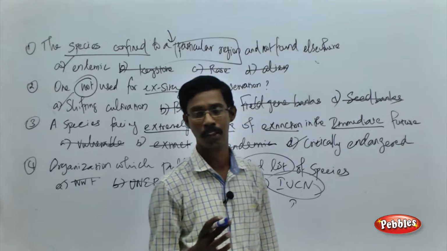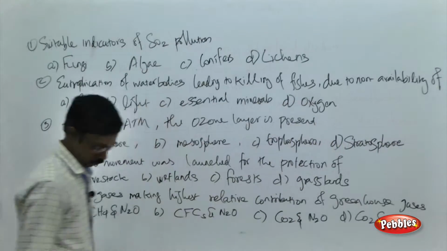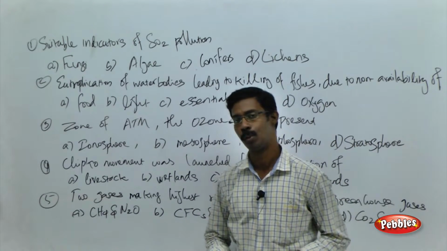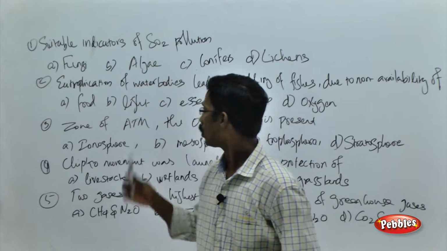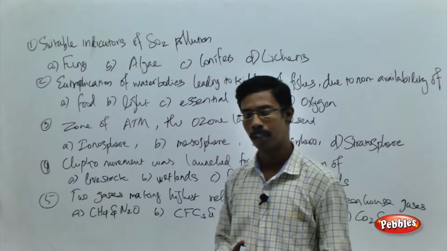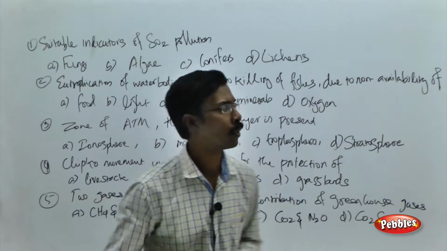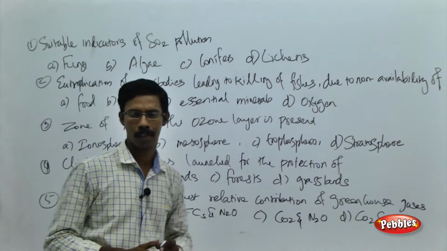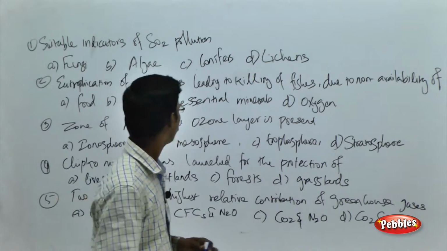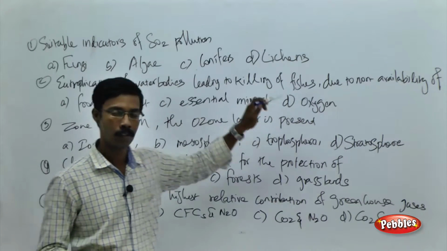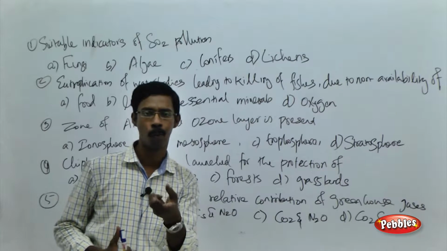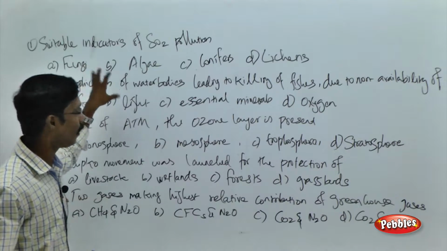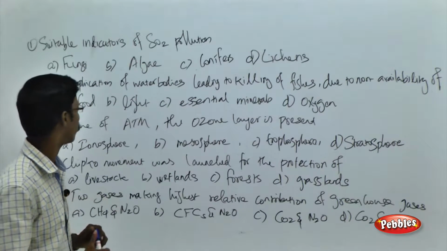Now we are going to discuss the questions from environmental issues. Now see the questions from the final chapter, environmental issues, and see the first question over here. Suitable indicator of the sulfur dioxide, SO2 pollution in the land. Okay, and see the choices: fungi, algae, conifers and lichens. Actually there are some groups: fungi, algae, conifers and lichens. Which one can we go for as a biomarker to indicate the presence of sulfur dioxide pollution?